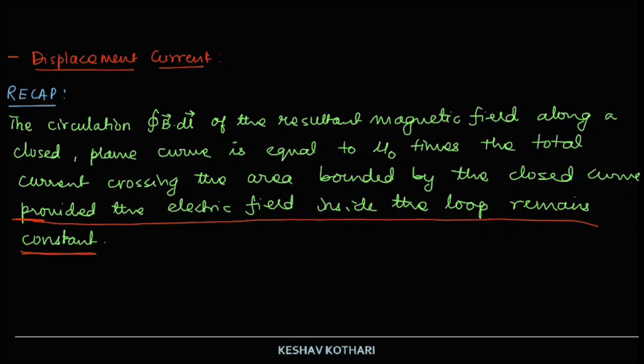And then till now we have read that mathematically we state it in this sense, that mathematically cyclic integral of B dot dl, that is circulation of B dot dl, is equal to mu naught times the value of I enclosed, where I enclosed is the current crossing the area bounded by the closed curve.